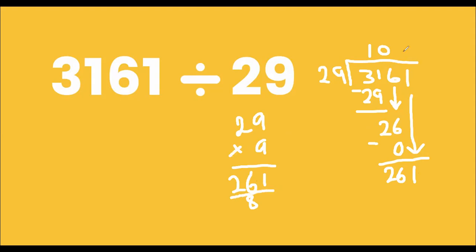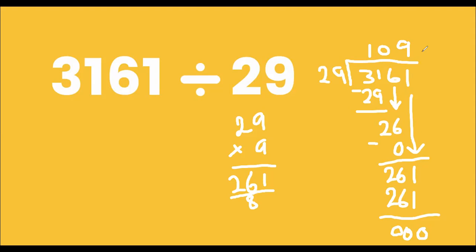So I could pop the answer there. That's 9. 9 times 29, we've just worked that out, so that's 261. And 261 take 261 is nothing. So that's a 0. How many times does 29 go into 3,161? It's 109.